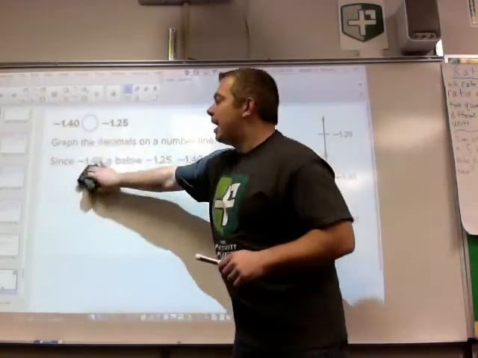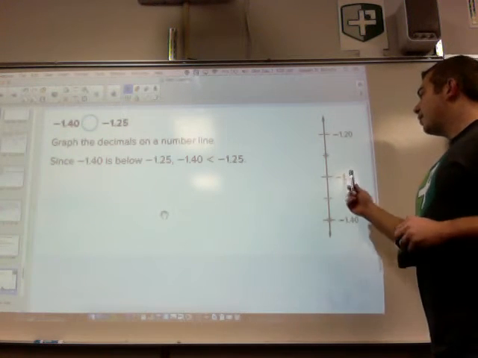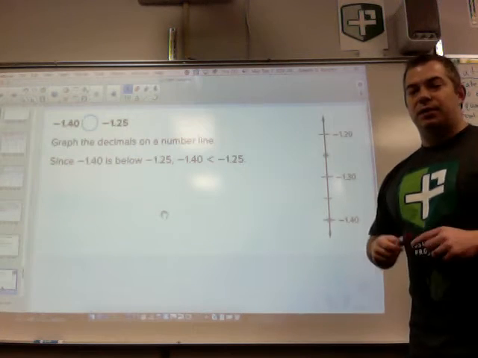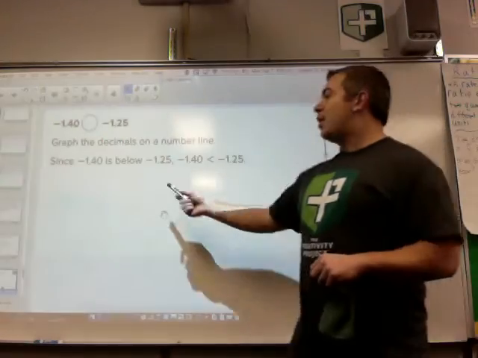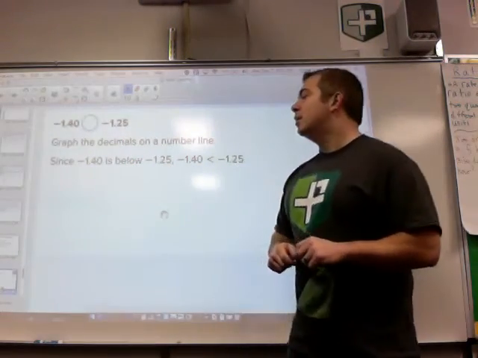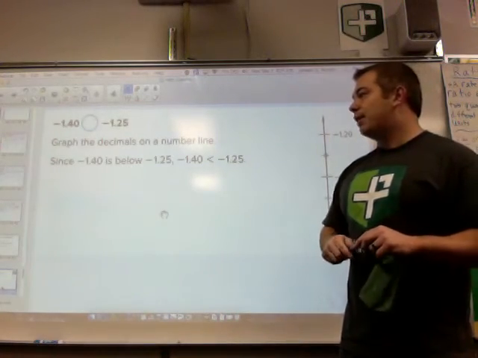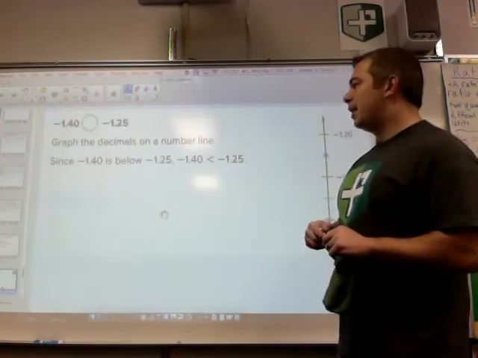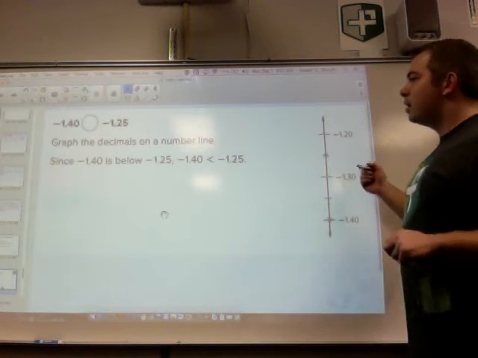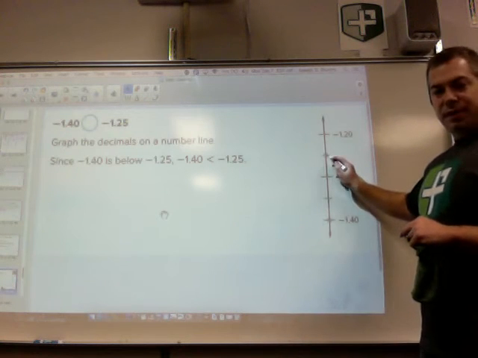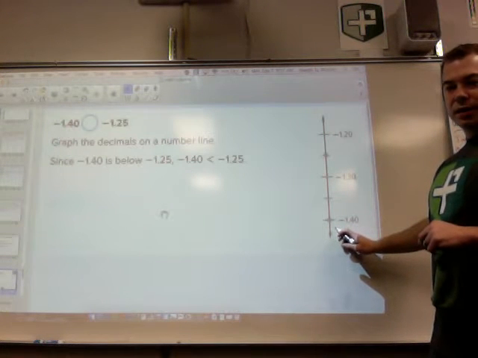Here's another example, but I have a number line this time. This is also in your book. I have a number line going vertically. So the higher you go on a number line that goes vertical, the higher number you are. The lower you go, the lower number you are. Makes sense, right? So I have negative 1 and 4 tenths, comparing it with negative 1 and a quarter, 1.25. Graph the decimals on a number line to help you. Well, they already did that for me. Here is negative 1 and 25 hundredths right there. It's higher than negative 1 and 4 tenths, which is down here.